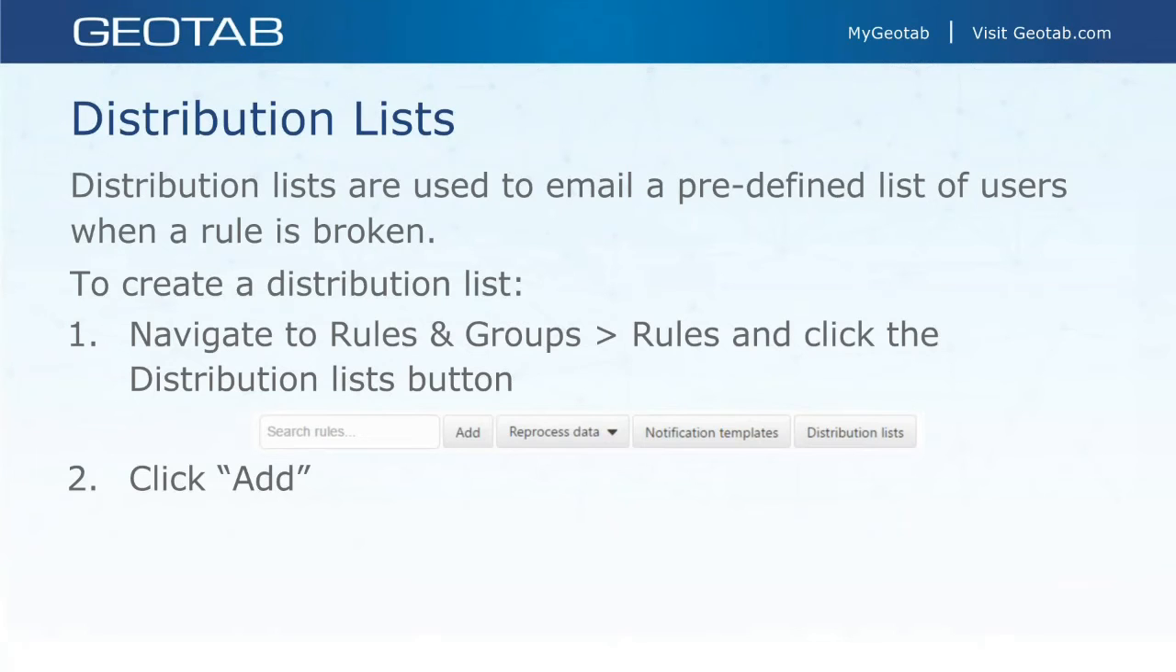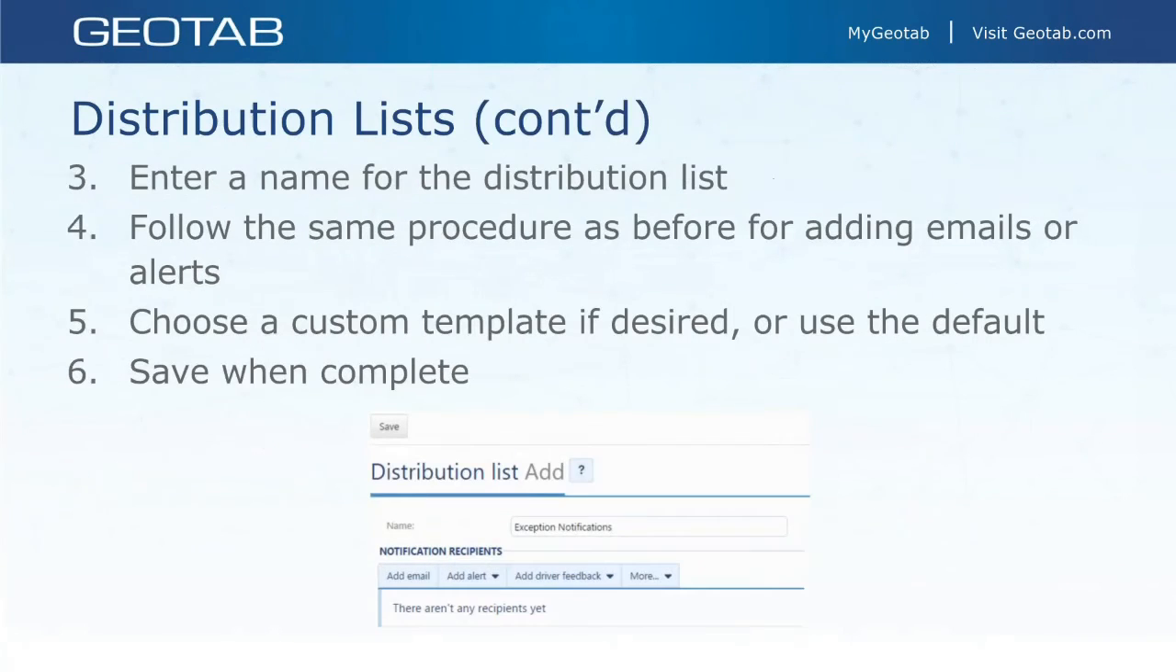If you go back to your rules list, you have a distribution lists button at the top. So click on that. You would click add to create a distribution list, and it's pretty straightforward from here. It looks a lot like you're setting up an email alert or a notification. So you would enter in a name for your distribution list and just follow the same procedure as before. To set up an email distribution list, click email, choose a template, add your users. For an alert, choose a template, choose your users, so on. Click save when you're done.